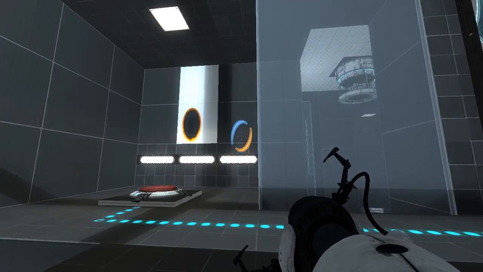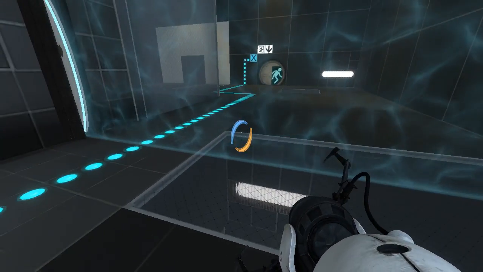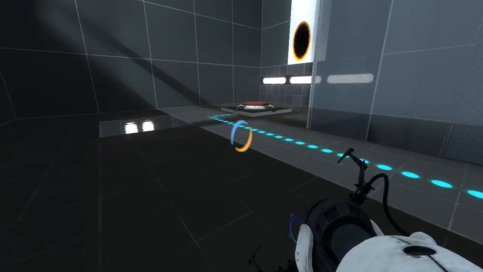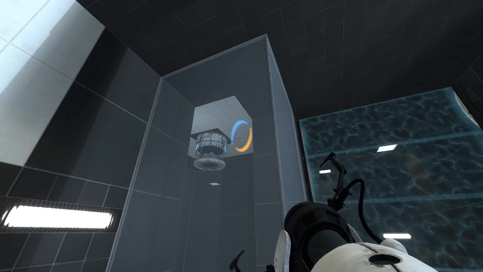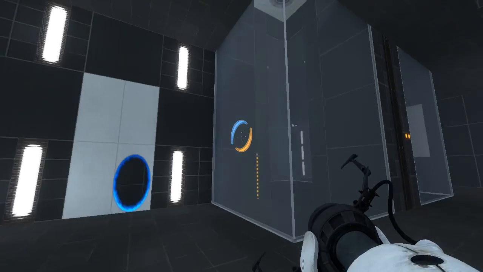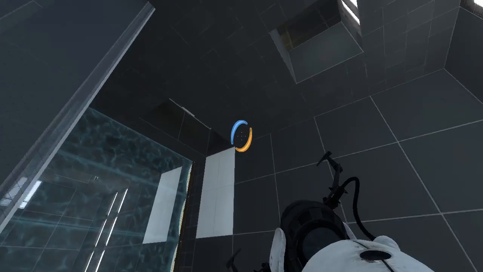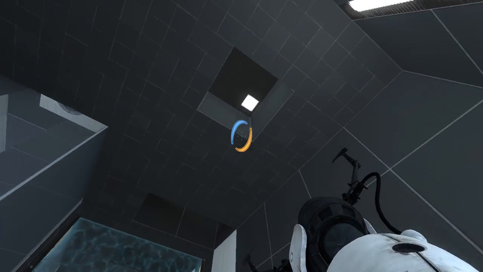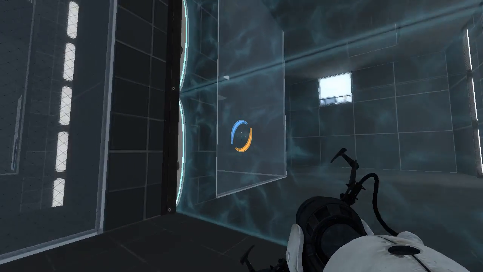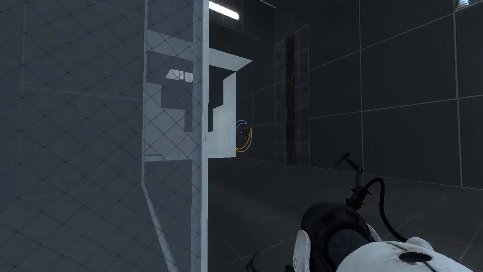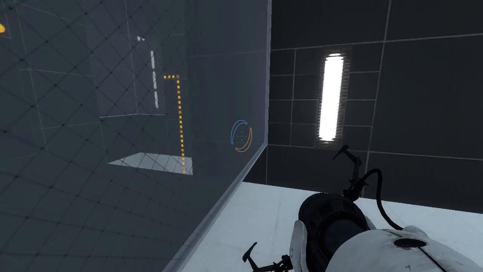Can't do that. It looks like it's a hint saying to go up and over, but maybe that's where I have to take the cube? I'm just going to assume that this is cube and button-based testing.